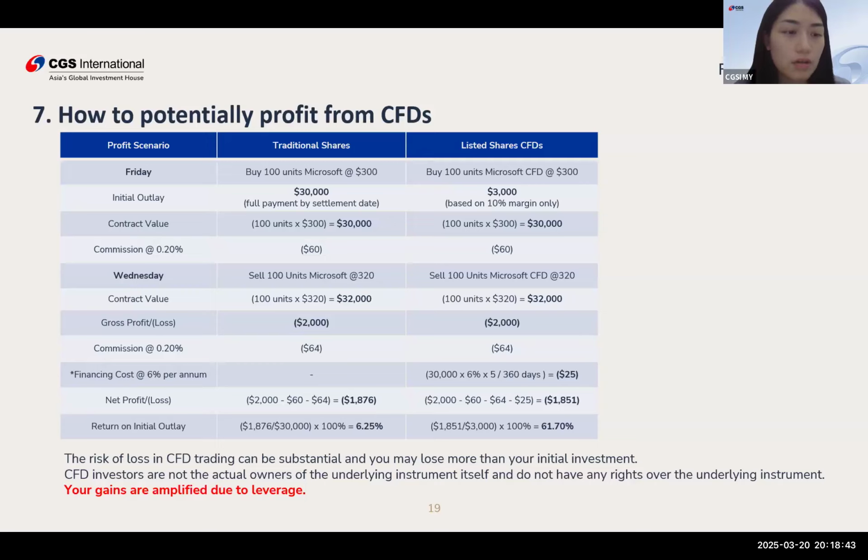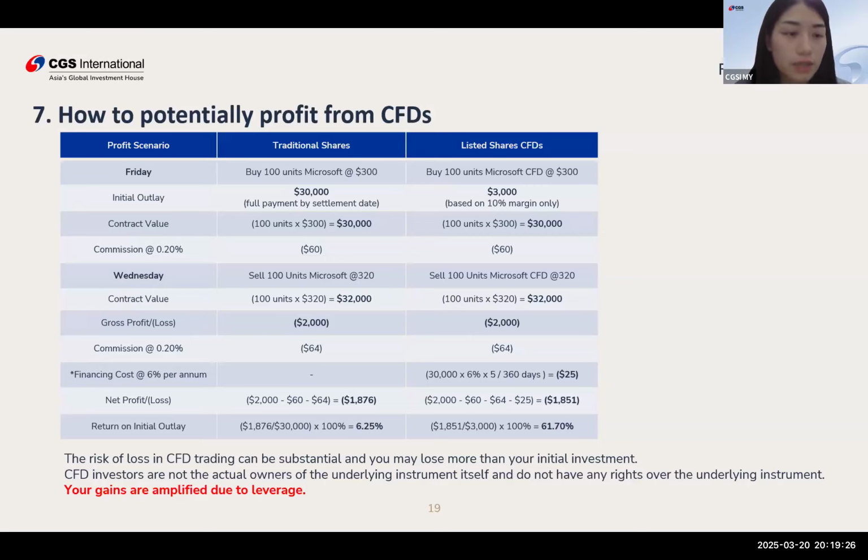Now we go to the financing cost of 6% per annum. Because you come out with all the funds, 30,000, for this traditional share, you don't get charged any financing cost. However, if you are trading this CFD, you actually get charged 6% per annum, like I mentioned just now. So we take the 30,000 times 6% times 5 divided by 360. We times 5 here because you are holding it for 5 days, because Friday needs to count for 3 days. So for the financing, you actually get charged $25.